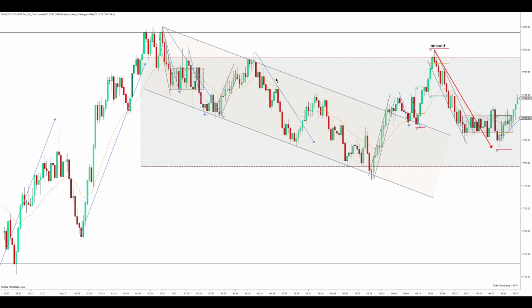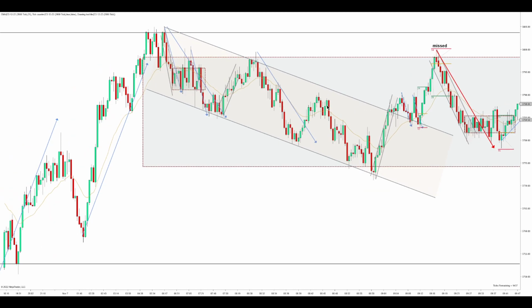And now with this channel here, I'm not quite sure if it's valid. I mean, you do have 1, 2, 3, 4 bounces off the lows, which makes me think it's valid. But you only get 2 off the highs before it breaks. It doesn't hold a third time.